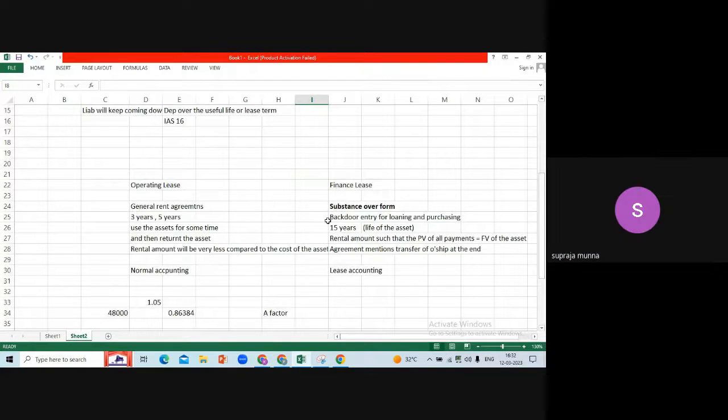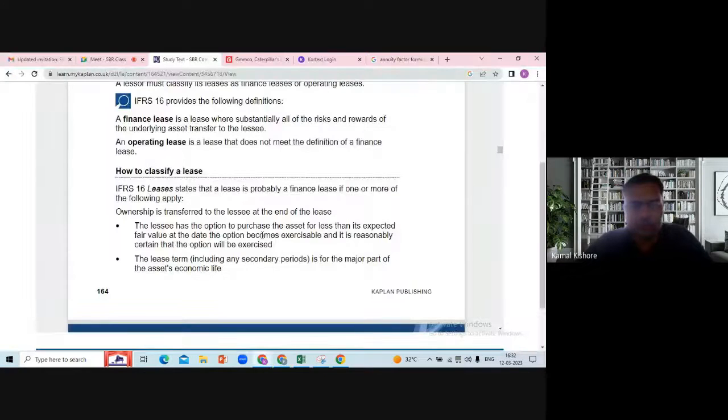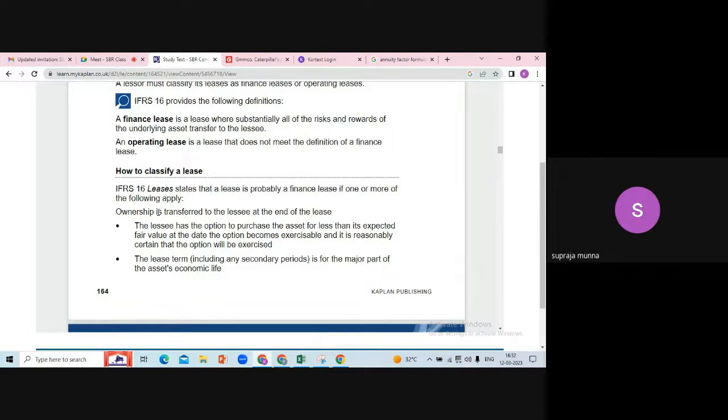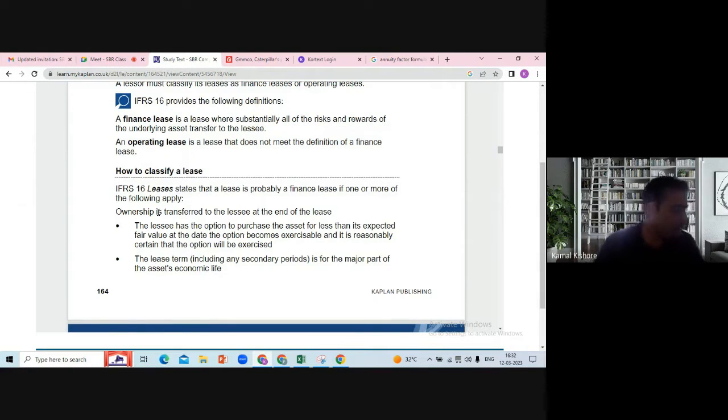These are substance over form. Substance over form, have you heard about this phrase? No. Okay, basically substance over form is part of the framework, where accounting standards require you to follow substance over form.